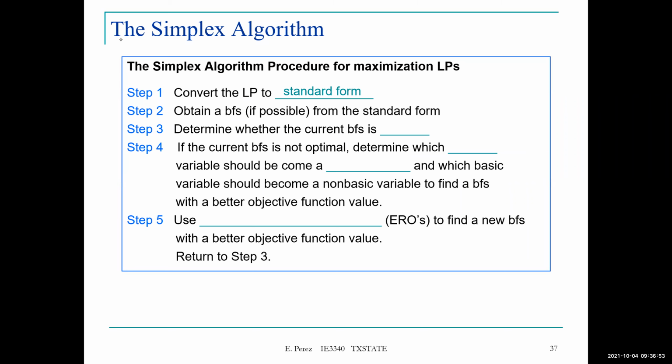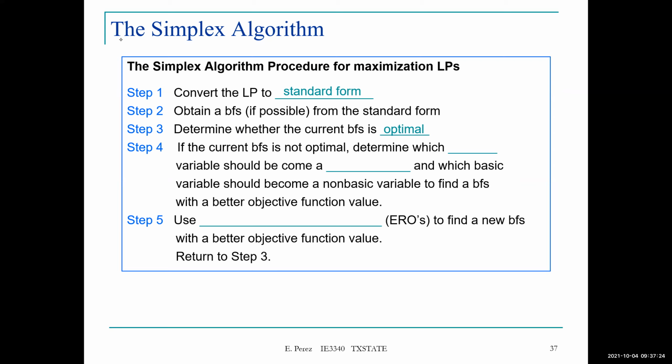And then determine whether the current basic feasible solution is optimal. We saw that when we have a maximization problem, we can look at the coefficients in the first row, or row 0, of the tableau. And if you have any coefficient that is negative, that means that you have an opportunity to improve your solution. So once we complete an iteration, we always look at row 0. Do you have a negative coefficient?